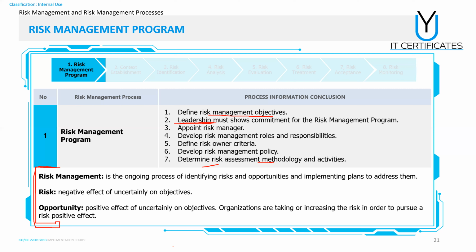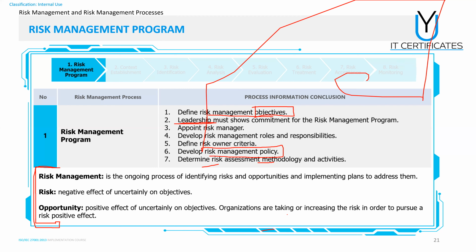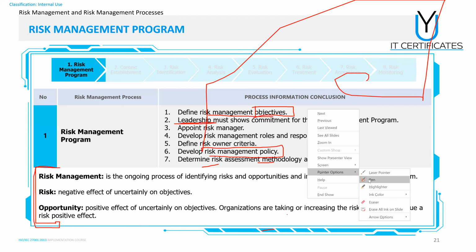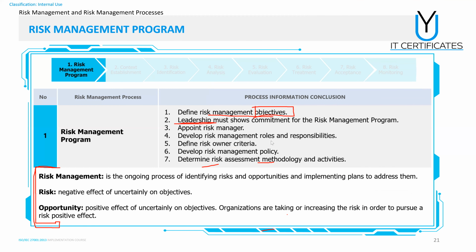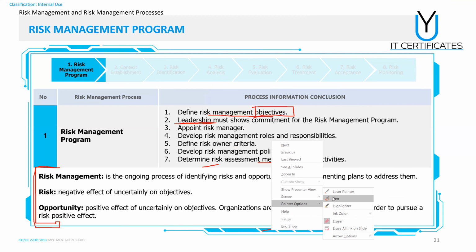Another important point is the risk management policy. You must have a risk management policy. You must have a written document to explain the intent of the management for the risk management in the organization. Why do we need the risk management? As we mentioned here, the objectives which are required. We have to define the objective. Also, we have to define the roles and responsibilities.